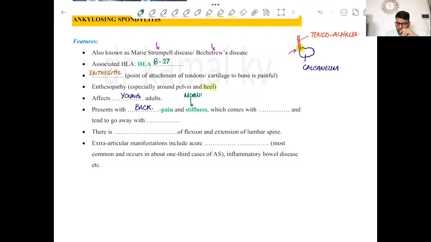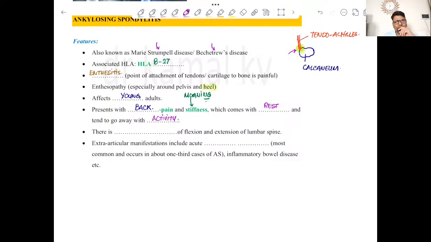Morning stiffness. So when the patient will say to us that when I wake up in the morning, I have extreme back pain, and as I am involved in day-to-day activities, the pain subsides slowly. So that is the classical presentation. In simpler words, the pain comes with rest and it goes away with activity.